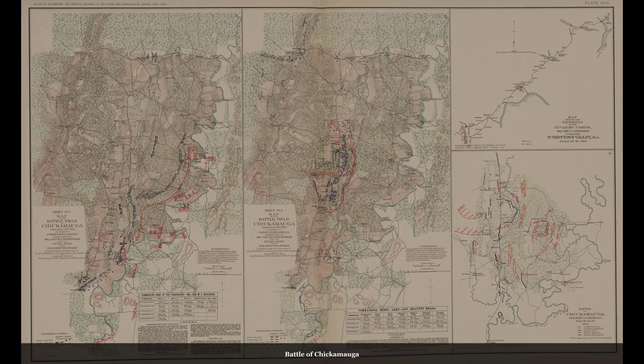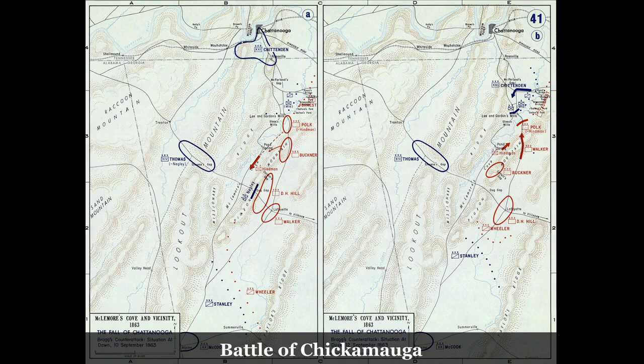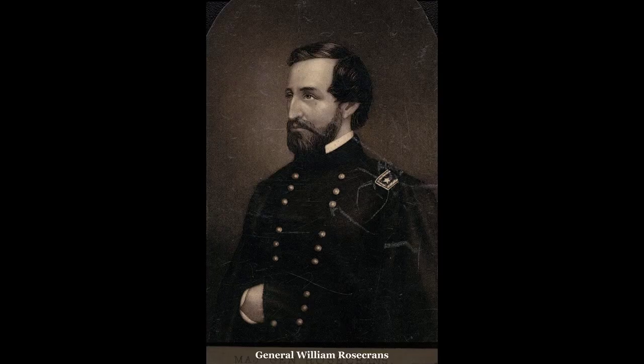The Union Army's defeat at Chickamauga in September 1863 led to significant changes in command and strategy. General William Rosecrans was relieved of his duties as commander of the Army of the Cumberland and replaced by General George Thomas, who would go on to play a crucial role in the ultimate Union victory. Meanwhile, the Confederate Army, despite their tactical victory at Chickamauga, suffered heavy casualties that they could ill afford.